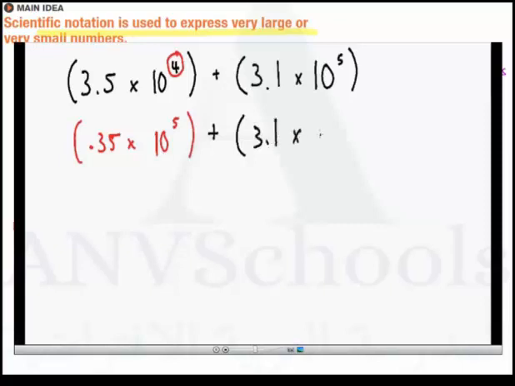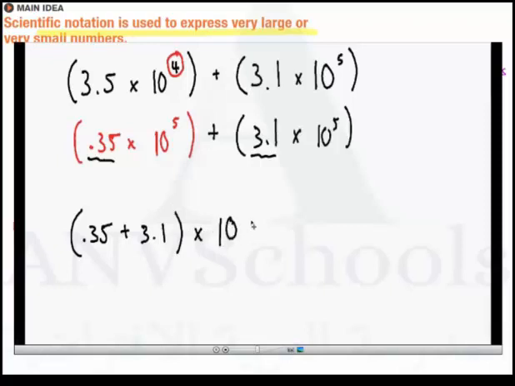So the next thing to do is, now we can go ahead and add. We will take this and add it to this, and we will get 3.45. So this will be multiplied by 10 to the 5th power.